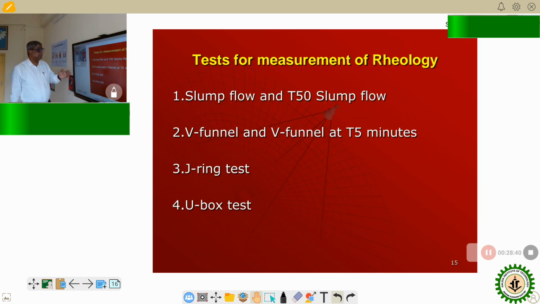Now, let us come to the rheological part of it. Rheology means you are measuring the viscosity of concrete. That means whether the concrete is highly viscous or less viscous, that you can decide, that yes, I want this kind of concrete of this particular viscosity level.